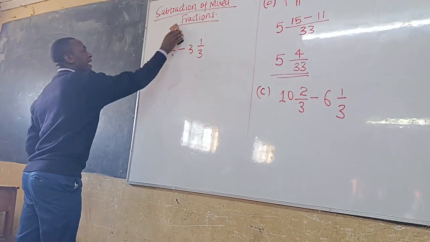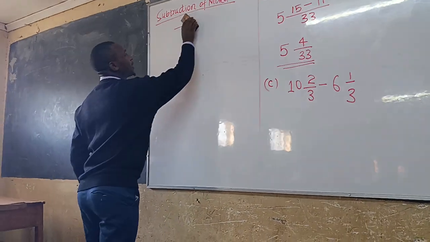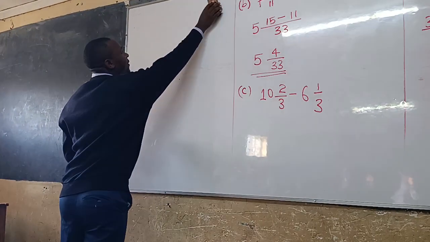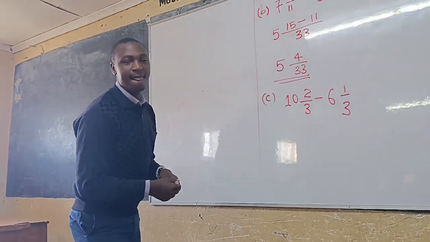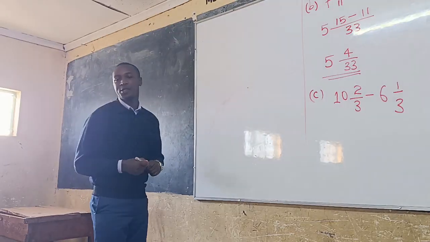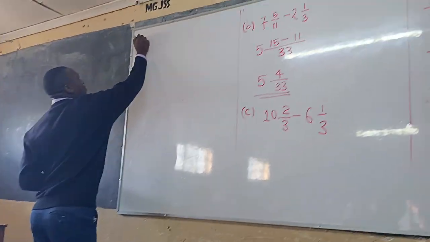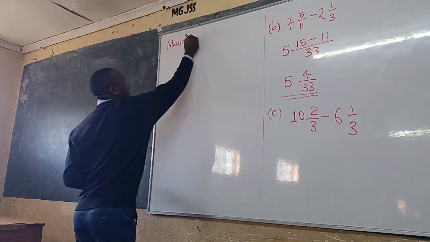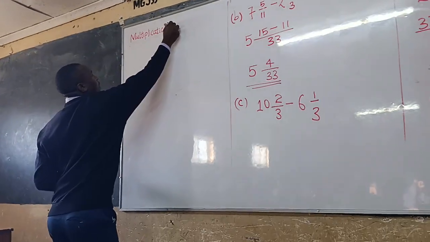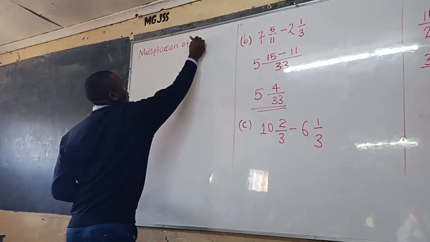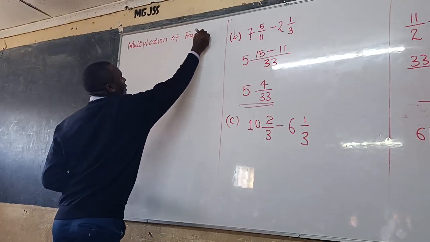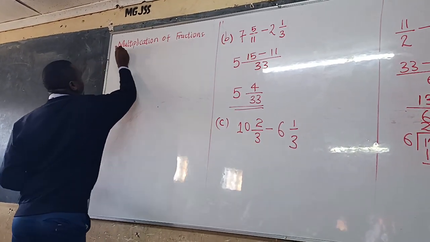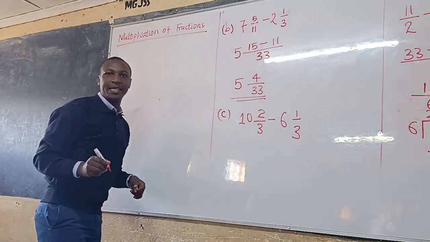Because you have understood that, we can now move to multiplication of fractions. Multiplication of what? Fractions. I'll give you an exercise on that. I'll give you an exercise on subtraction later on. So let's talk about multiplication of fractions. So this is what we say.